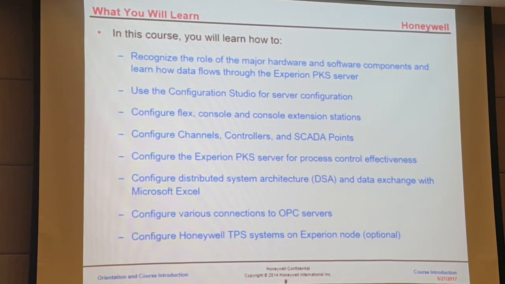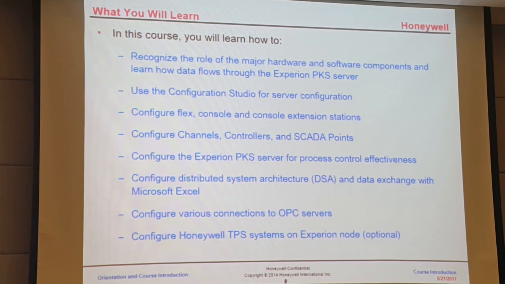One of them will be station. Stations have three different variants. They are flag station, console station, and the console extension station. We will understand the configuration of roles. We will also understand how to map to a SCADA controller using Experian, which include three basic components: channels, controllers, and points.